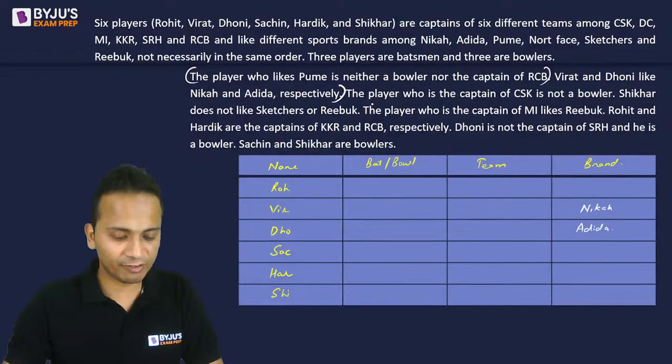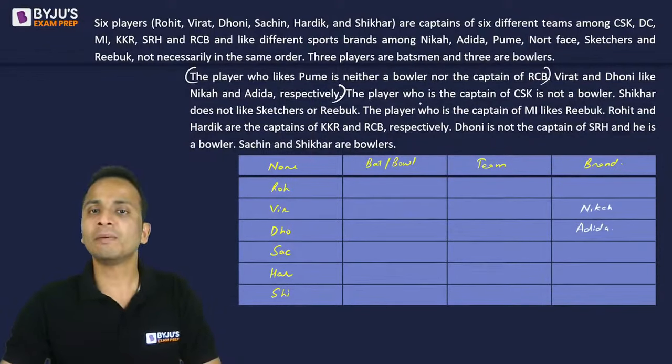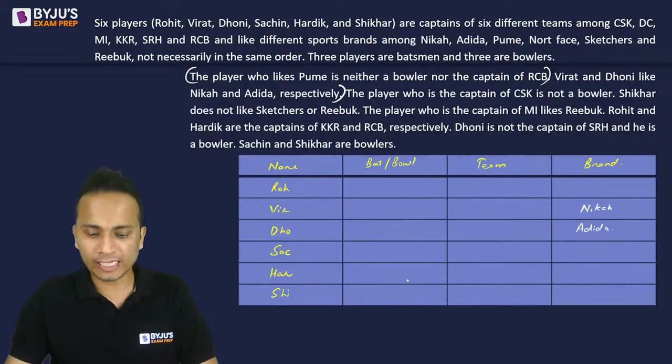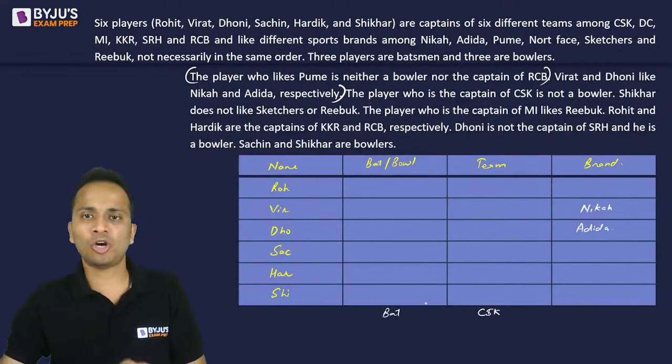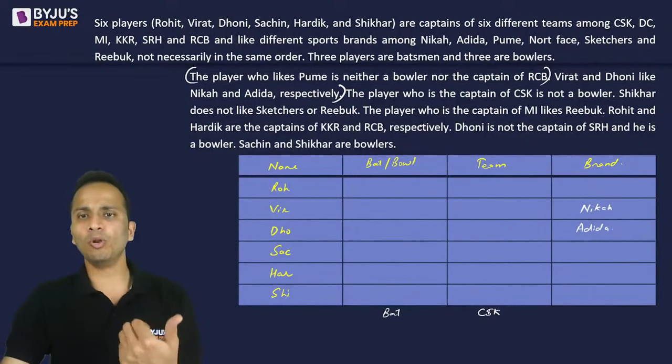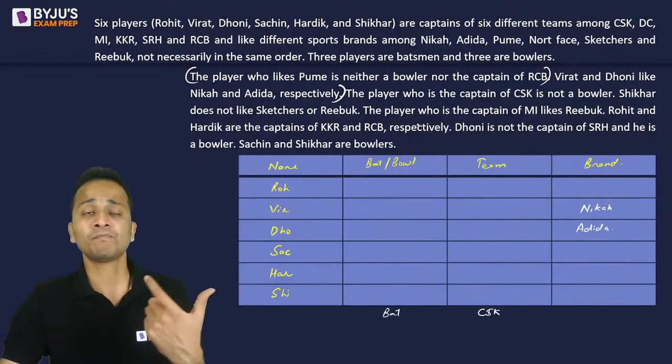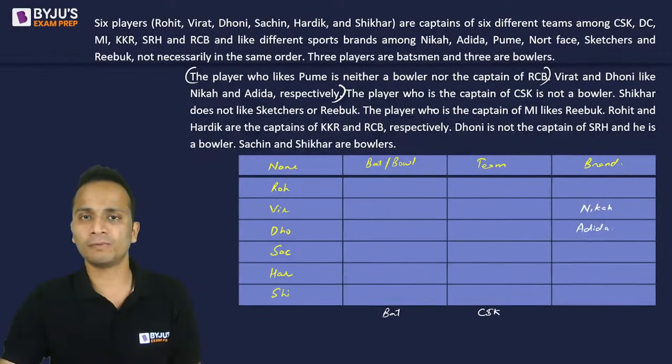Great. The player who is the captain of CSK is not a bowler. So captain of CSK is not a bowler. Fine. So I can say that captain of CSK should be a batsman. I'll write it at the bottom of the screen. So CSK, it should be a batsman, not a bowler. Fine. So अगर bowler नहीं है तो definitely batsman ही होगा because the player is either a batsman or a bowler. So this statement is also over.